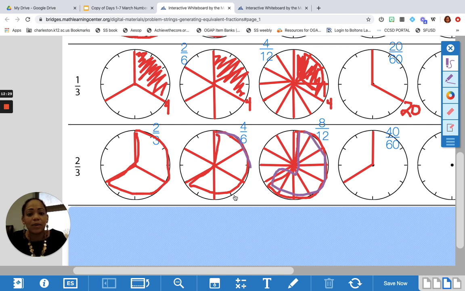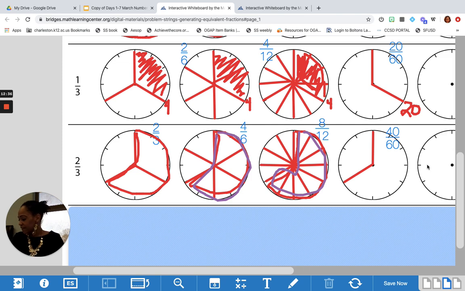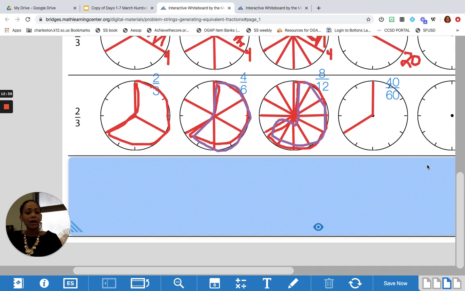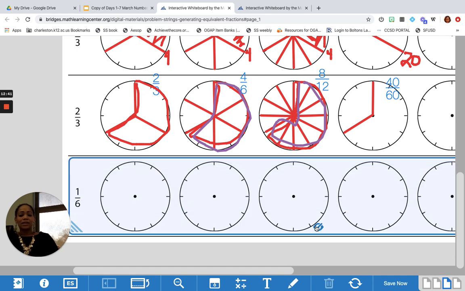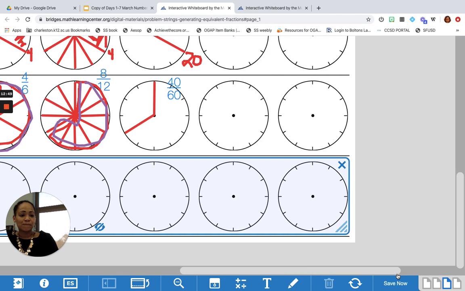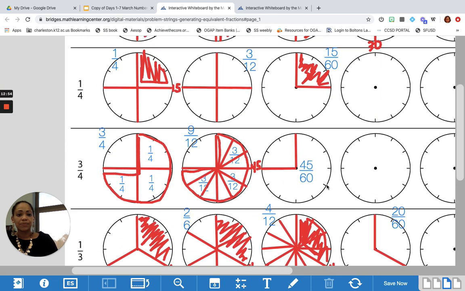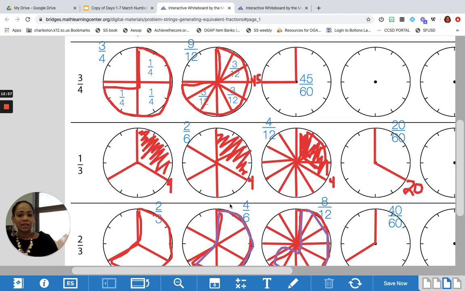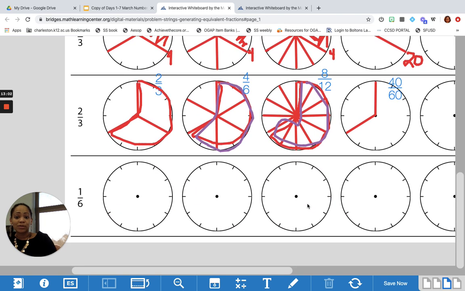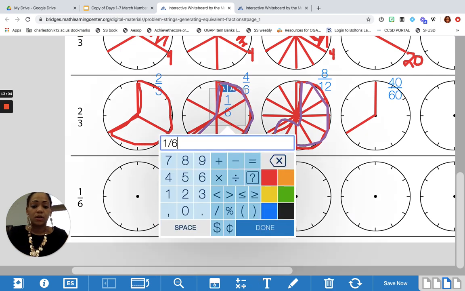All right, we have one more for our problem string, and then I have maybe a few more questions for you. So let's go ahead and finish this very last one. Now I want to know for 1/6 of an hour, 1/6, all the equivalent fractions you can think of. Good, let's look up here from what we found out before. Here is 6, so we know a 6th and a 12th. How many 12ths though? Good, 2 12ths.